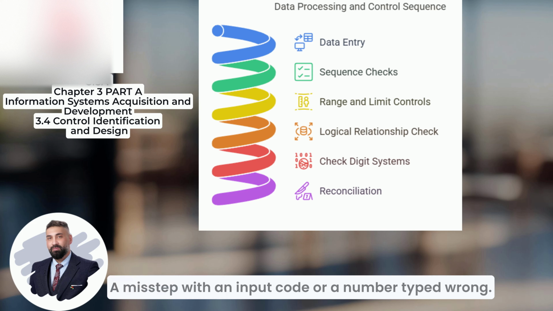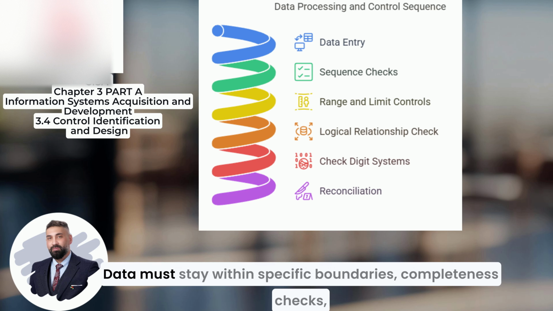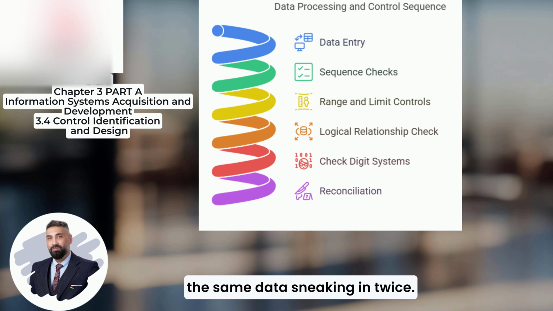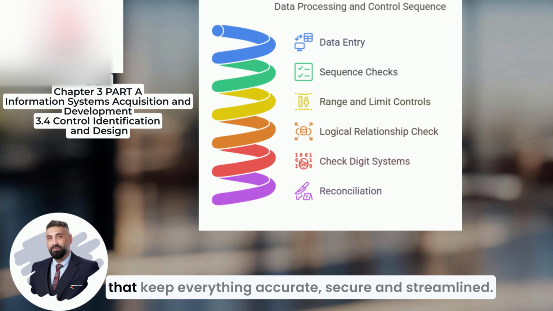Now, errors happen, a misstep with an input code or a number typed wrong. So, systems employ clever mechanisms like range checks, data must stay within specific boundaries, completeness checks, no missing fields, and duplicate checks to stop the same data sneaking in twice. Think of these as the checks and balances that keep everything accurate, secure, and streamlined.